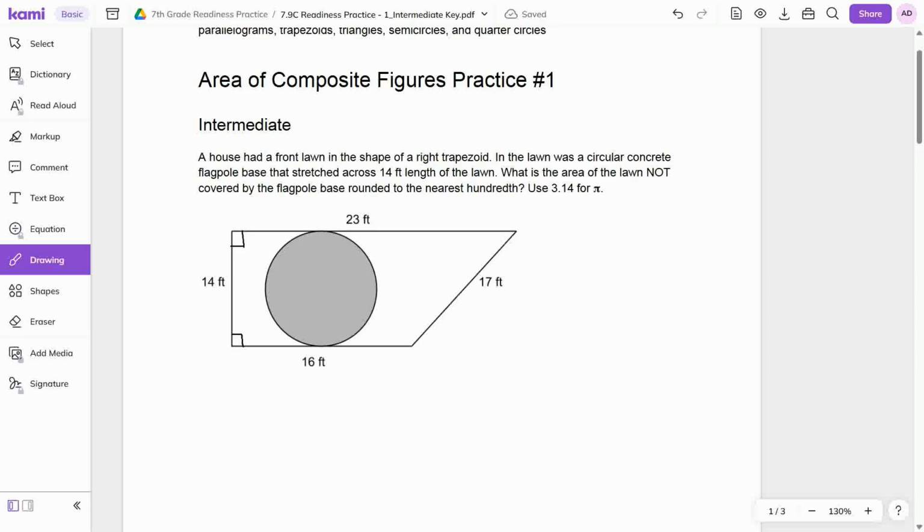Today we are looking at the 7th grade concept of area of composite figures. This is 7.9C Readiness Practice, the intermediate version.